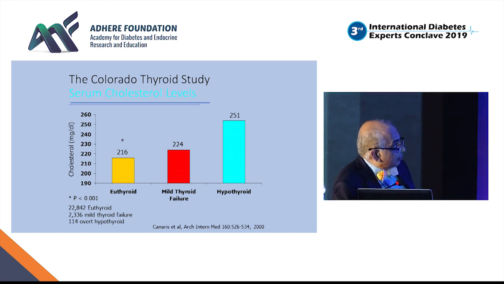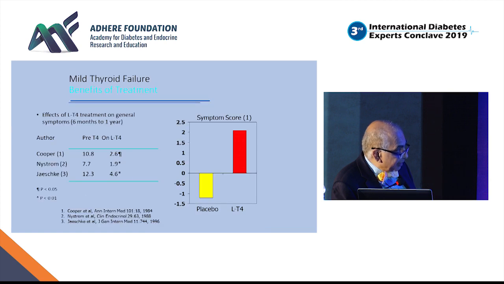Here is a Colorado Heart study looking at cholesterol levels in people who are hypothyroid, total cholesterol 251, and in euthyroid patients it is 216. So there's a big difference between the two. With mildly elevated subclinical hypothyroidism, it's only a slight difference. So I would not treat this type of patient only for their cholesterol. You consider treatment for other reasons.